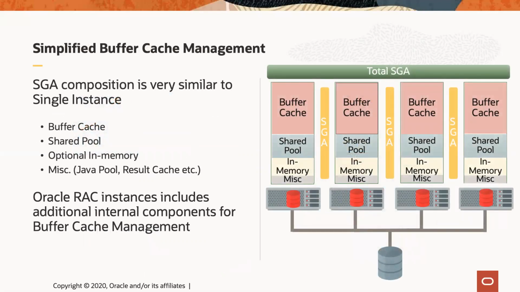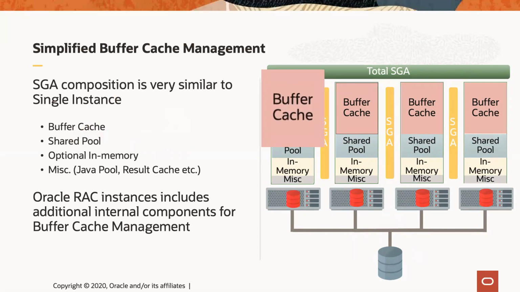While RAC runs on individual instances, overall, it is still providing what we call simplified buffer cache management. What that means is that if you look at the architecture right now, it's very similar to what we call a single instance architecture. There is nothing specifically different that has to be configured. We take care of everything under the covers.